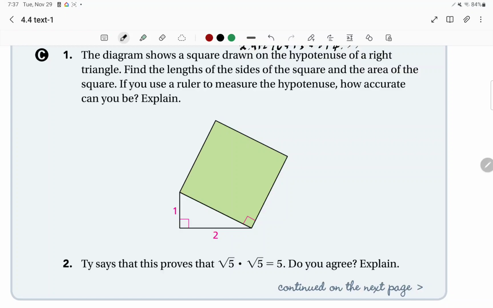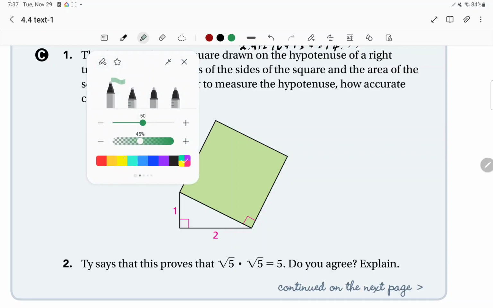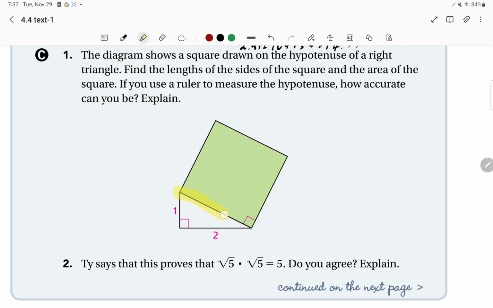And let's take a look at part C, 1 and 2. The diagram shows a square drawn on the hypotenuse of a right triangle. We've done this many, many times. Find the lengths of the sides of the square and the area of the square. Now, it says if you use a ruler to measure the hypotenuse, so if you use a ruler to measure this part right there, how accurate can you be? Explain. So first, I want you to find the length of that hypotenuse.